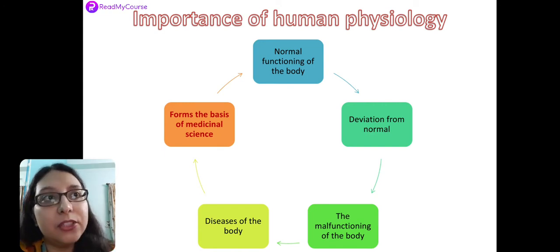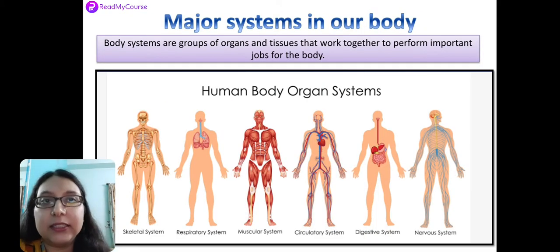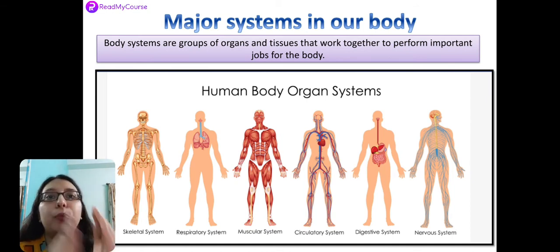Okay, so moving on to the next slide. What are the major organ systems which are present in our human body? First of all, what are these organ systems I am talking about? They are nothing but groups of organs or groups of tissues which work together to perform one particular function, or maybe multiple functions. So that is what an organ system is.